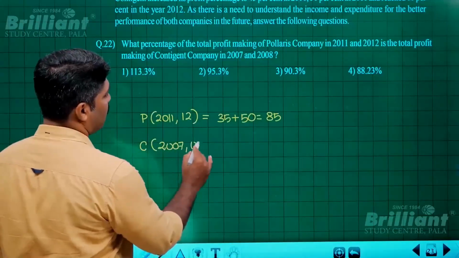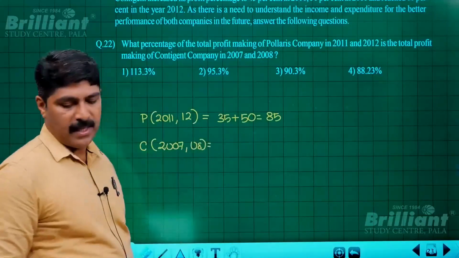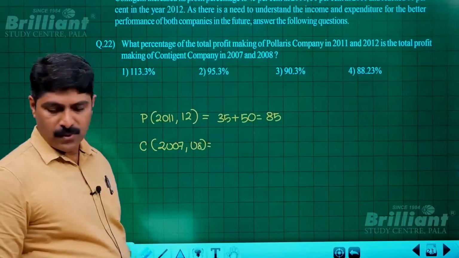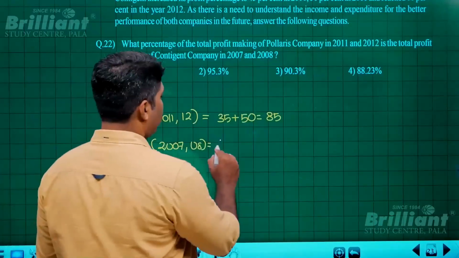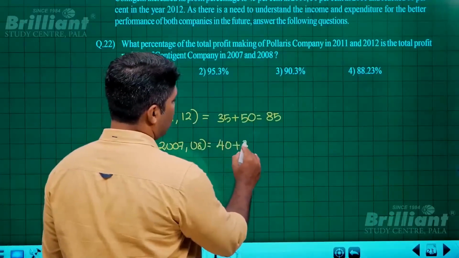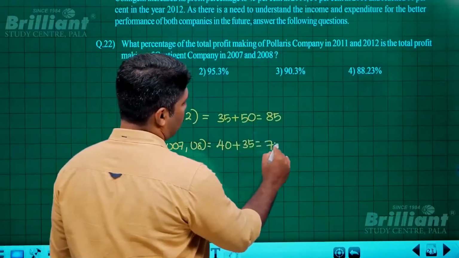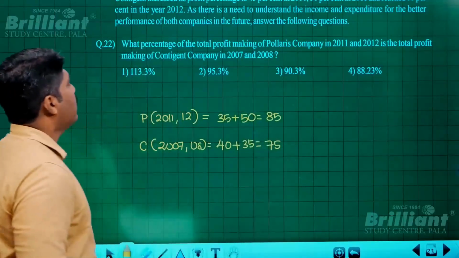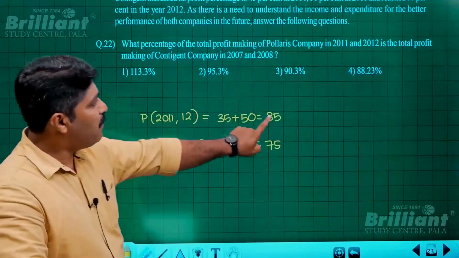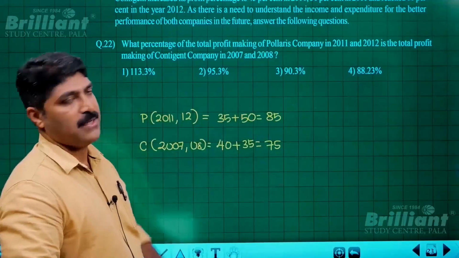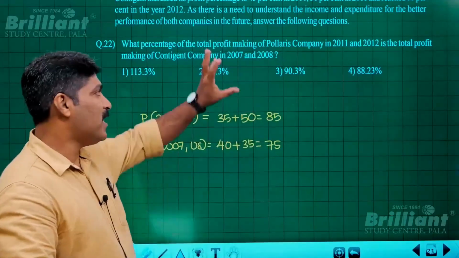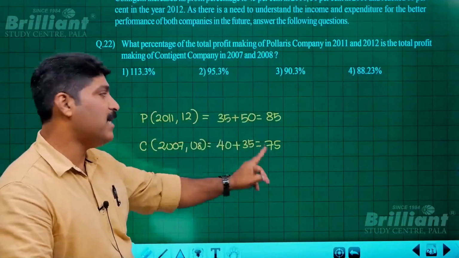2007 and 2008. From the data again, which will be the values here? Those values are 40 and 35. The sum is equal to 75. We need to find out what percentage of the first value is the second. Got it? What percentage of the first value is the second?